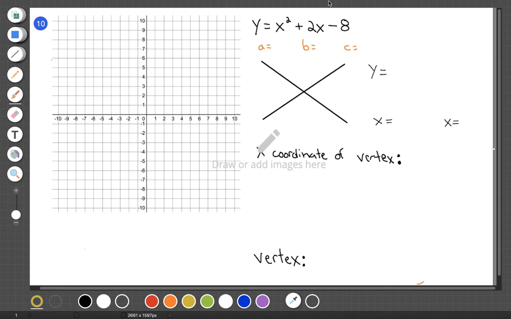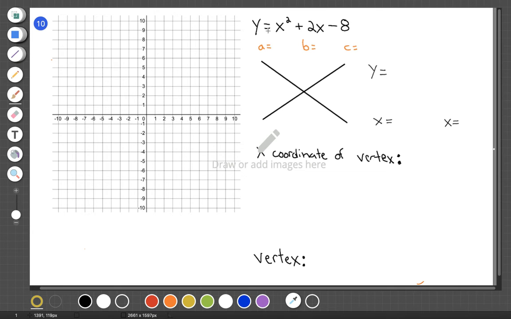So basically what we're going to do is we're going to factor this to find our factored form. Then we can find the zeros from the factored form. Then once we have the zeros, we can find the x-coordinate of the vertex, plug it back into our equation, and find the vertex.